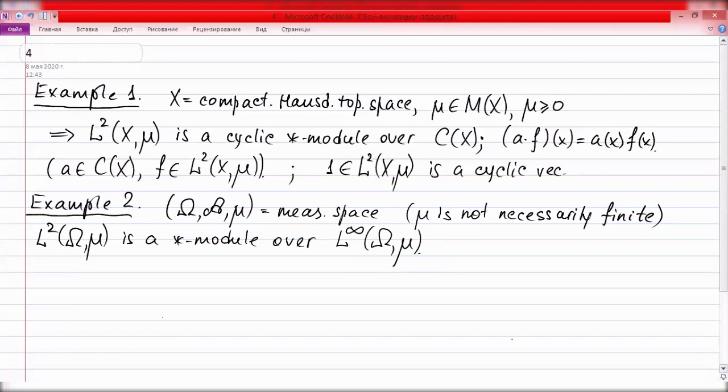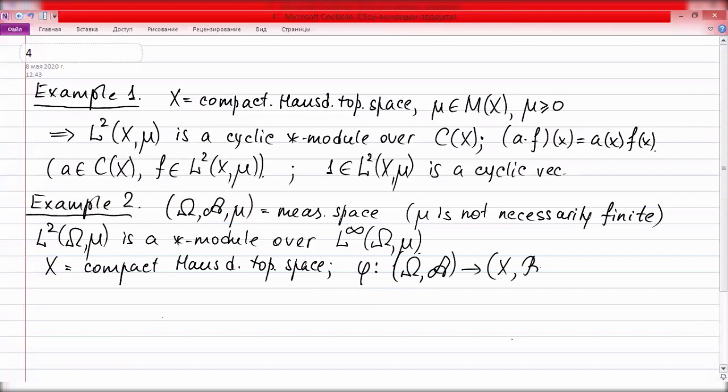Now suppose that, as in example 1, we have a compact Hausdorff topological space X. And suppose that we have a measurable map phi from omega to X. When I say measurable, I mean that it is measurable with respect to the Borel sigma algebra and with respect to A. That is, the preimage of each Borel subset of X sits in the sigma algebra A.